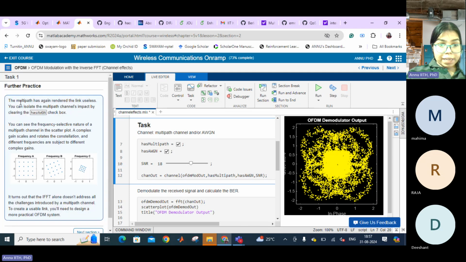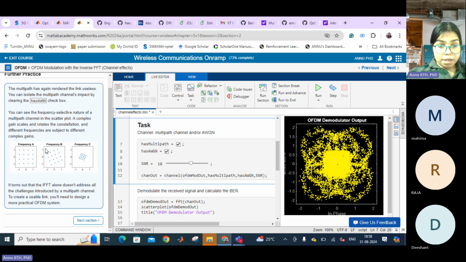The multipath has again rendered the link useless. You can isolate the multipath channel by unchecking the has AWGN box. You can also see the frequency selective nature of the multipath channel in the scatter plot. A complex gain scales and rotates the complex constellation, and different frequencies are subject to different complex gains. The first is frequency 1, frequency 2, and frequency 3. It turns out the IFT alone doesn't address all the challenges induced by the multipath channel. To create a usable link, you will need to design a more practical OFDM symbol.